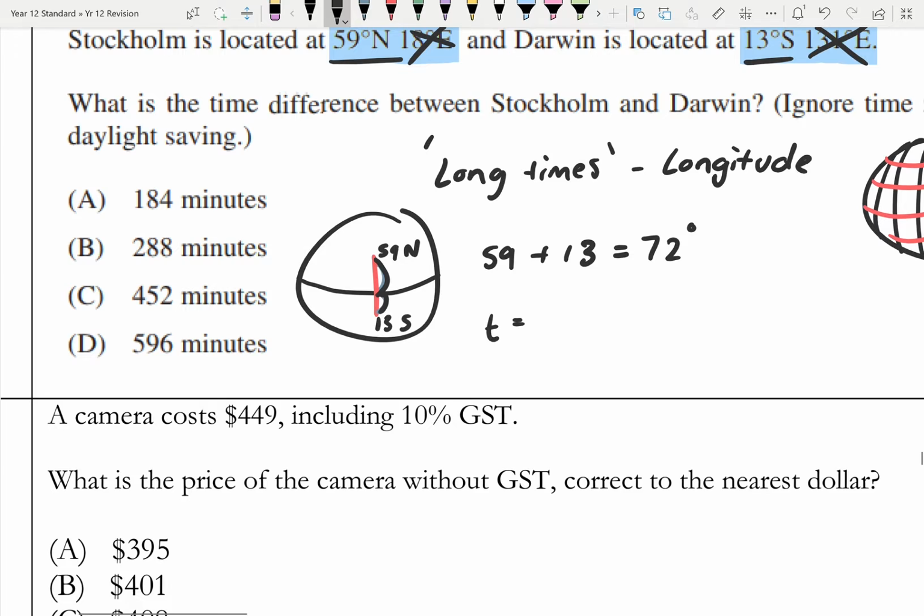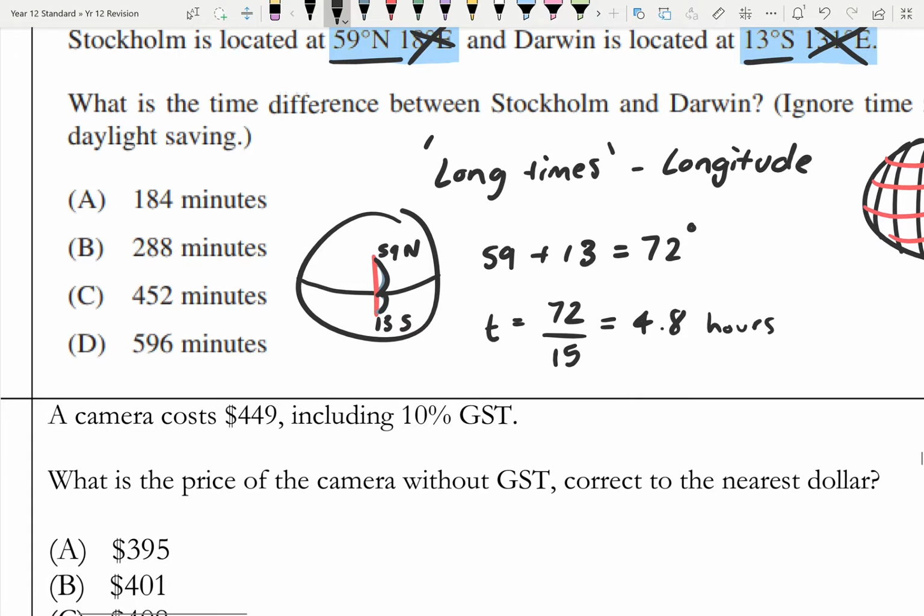To find time, we grab our difference and we divide it by 15. Because the way the world works, every 15 degrees is going to be 1 hour. So if you do 72 divided by 15, you're going to get 4.8, and that's going to be hours. Problem is, after all that work, when we look at our multiple choice answers, none of them are even close to 4.8.